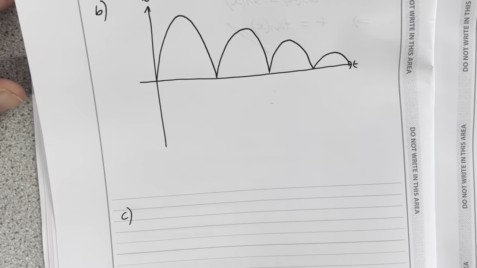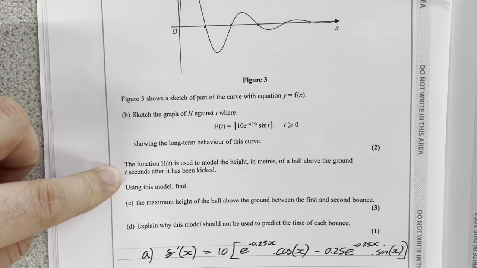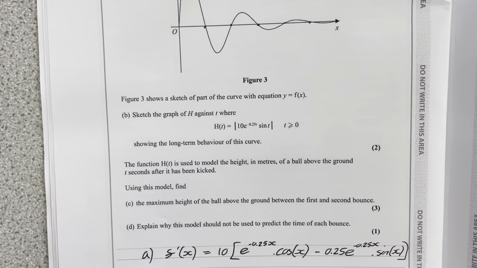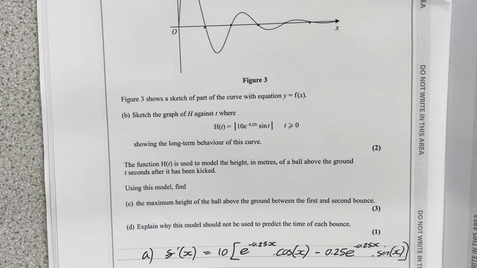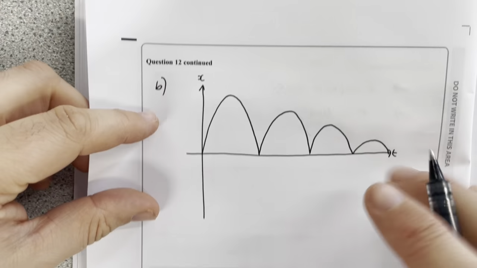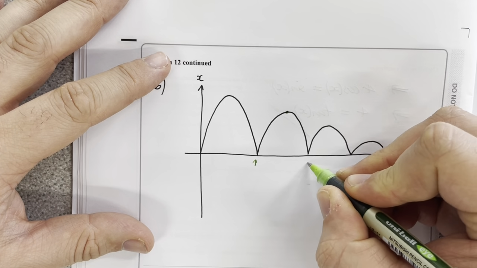Part C. The function h of t is used to model the height in metres of a ball above the ground t seconds after it's been kicked. Using the model, find the maximum height of the ball above the ground between the first and second bounce. So going to my graph, that's going to be here, between the first and second bounce. There's the first bounce, there's the second bounce.